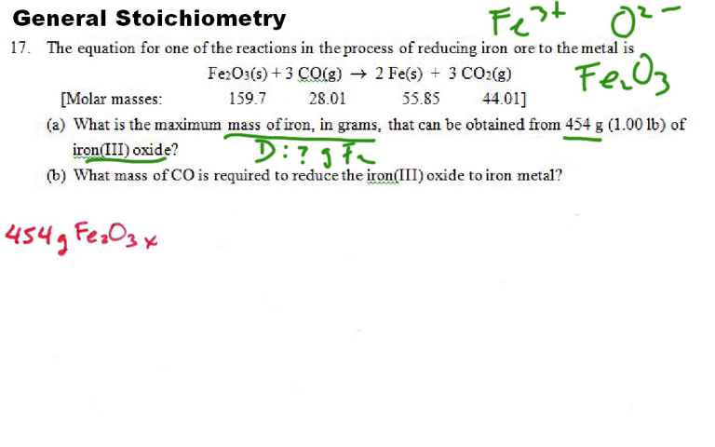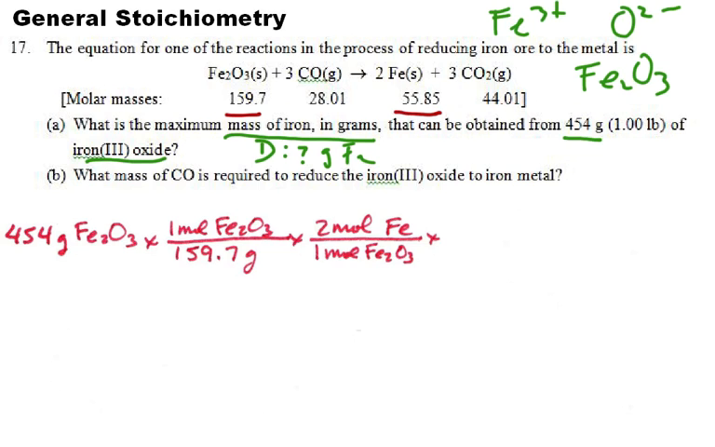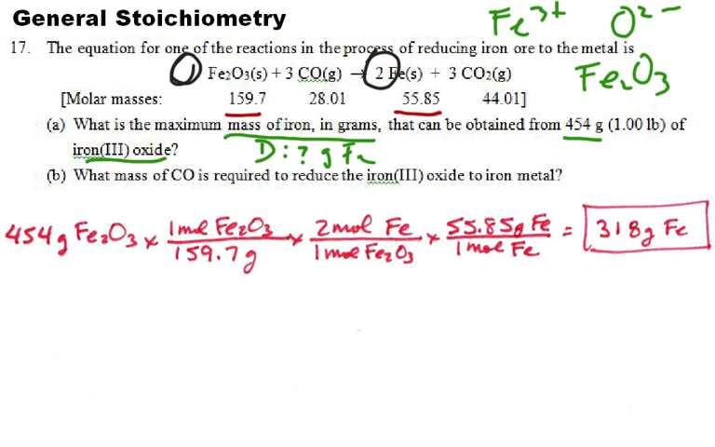So we start off with our given, the 454 grams of iron oxide. Then we can use the molar mass of iron oxide, and since we're trying to get to iron, we're probably going to use the molar mass of iron as well. So here's our conversion factor, 159.7 grams per mole of iron oxide. Heart of the problem, we want to use the 1 in front of the iron oxide and the 2 for the iron. And then finally we use the molar mass of iron to get our answer, 318 grams of iron.